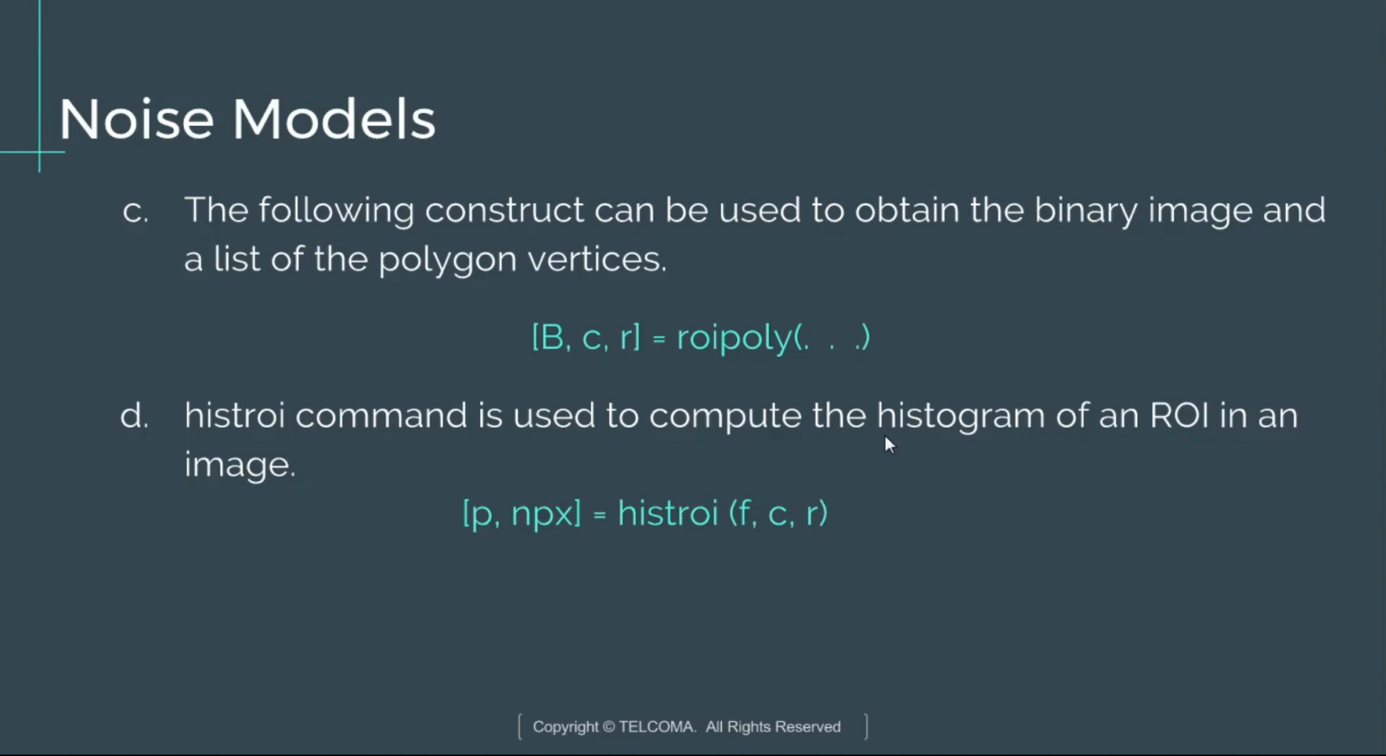To obtain the binary image and a list of polygon vertices, you can use the syntax [B, c, r] = roipoly(...). The right side of this equation indicates any valid syntax form for this function, and as before, c and r are the column and row coordinates of the vertices. This format is particularly useful when the ROI is specified interactively because it gives the coordinates of the polygon vertices for use in other programs or for later duplication of the same ROI, that is region of interest.